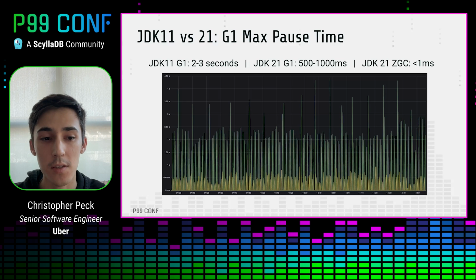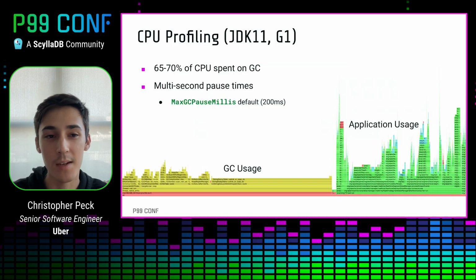So just a quick comparison for pause time. JDK 11 versus 21 for G1. In JDK 11, we saw that 1 to 3 second range for pause times. In JDK 21, it brought this down to between about half a second and a second. And then interestingly, generational ZGC is also on this graph. But at 1 or 2 milliseconds, it's not really visible.